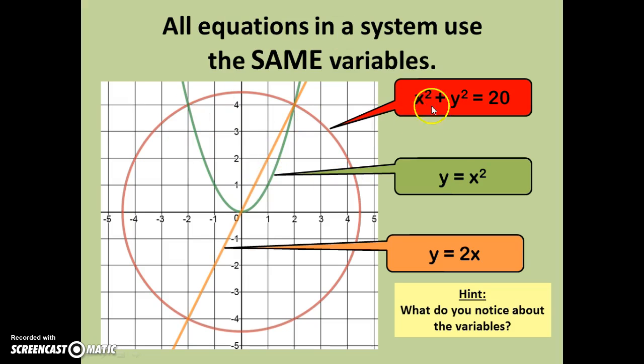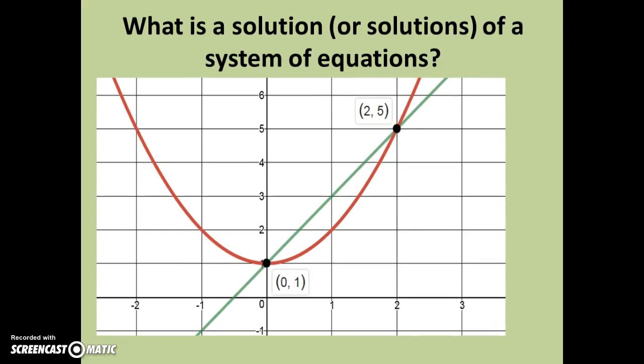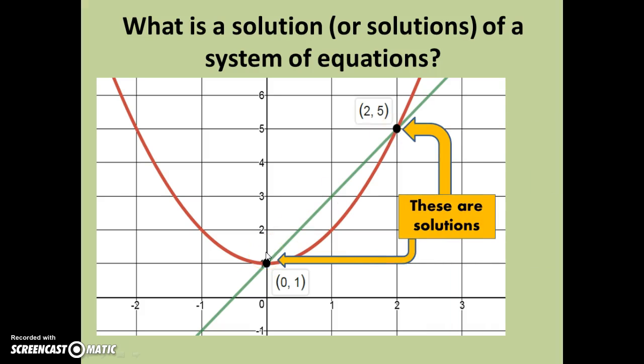We can look at the equations and see that they all have the same variables, or we can look at the graph and see that there's more than one graph sharing the same coordinate plane. Either way, that constitutes a system of equations, whether we look at the graph or whether we look at the actual equations. So what is a solution or solutions of a system of equations? Well, if we look at these two equations or the graphs of these two equations, we can see that there's 2 points of intersection here. Okay, those are the solutions to this particular system. And you can see there are 2 points that are shared by both these graphs. Okay, so those are solutions to this system.